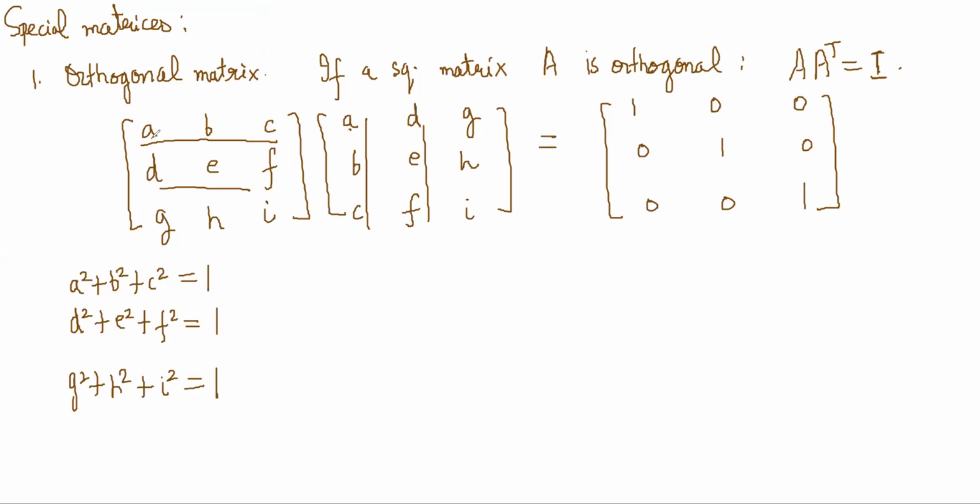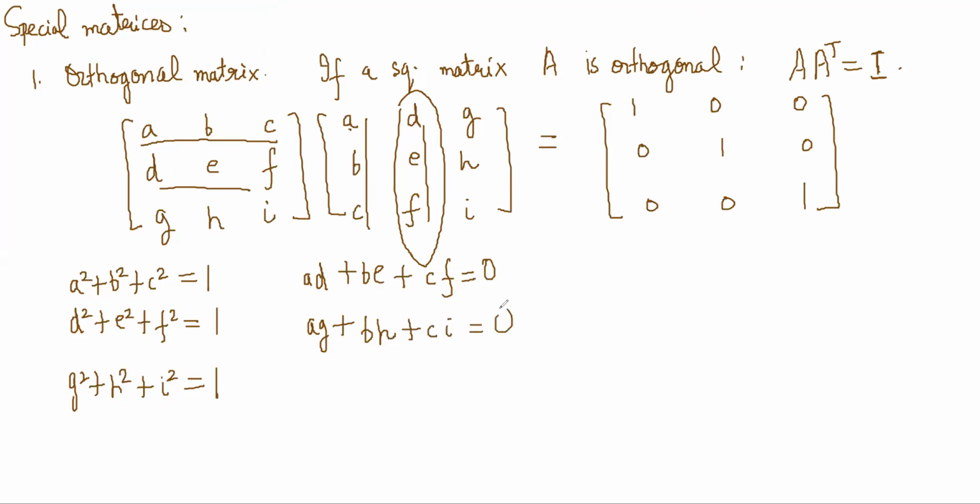And also when you do any other dot product, it should be 0, right? AD plus BE plus CF is equal to 0, and AG plus BH plus CI is equal to 0. Similarly, you'll get this dot product is also 0, which is the same thing. And the third one is G into D, so GD plus HE plus FI is also 0, right?